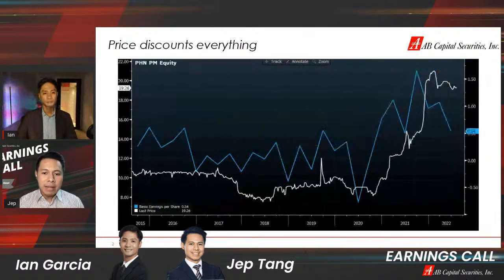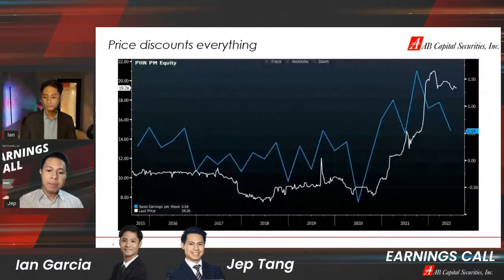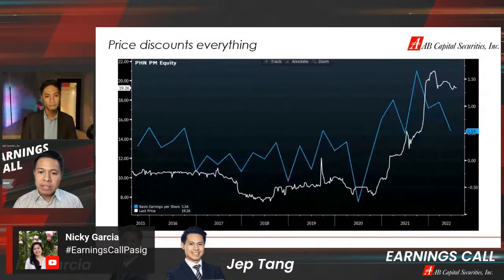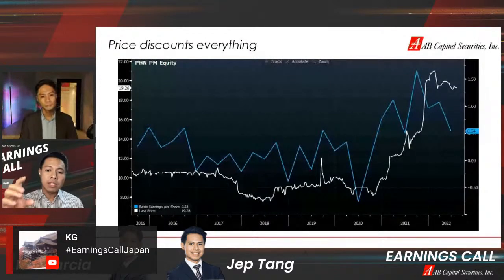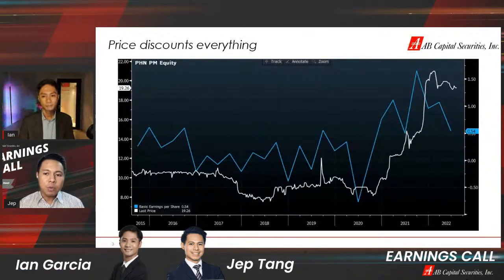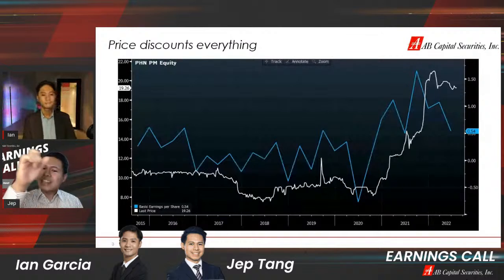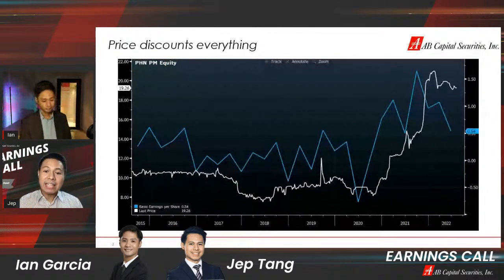To illustrate this clearly, you can see that after the sharp rise in the share price during 2021, the stock price has actually consolidated. It reached a peak of 21.05, but as I've said, it's now at 19.26. But you can see how the white line precedes the decline of the blue line, and that is actually the earnings of PHINMA Corporation.